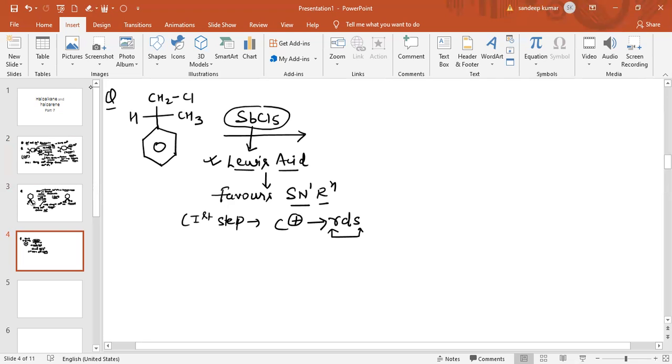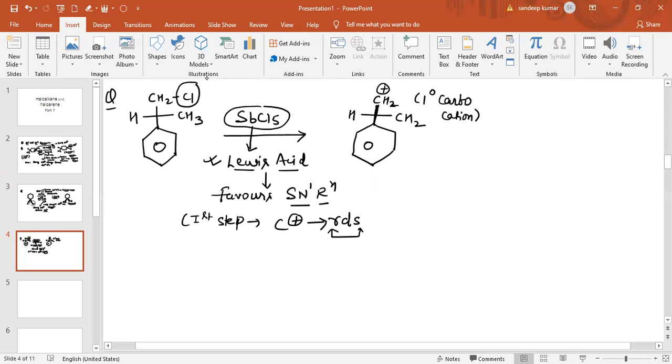See now what happens when Cl is removed. When Cl is removed, formation of carbocation occurs. How? This is the hydrogen, this is CH3, and the positive charge will come on this carbon atom. Now you can easily see this is basically a 1 degree carbocation.